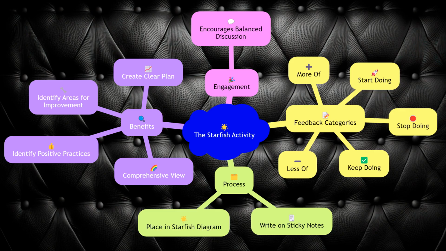The starfish activity helps teams to categorize their feedback into 5 areas: keep doing, less of, more of, stop doing, and start doing. Participants write their feedback on sticky notes and place them in the appropriate section of a starfish diagram. This activity provides a comprehensive view of the team's experiences and helps to identify both positive practices and areas for improvement. By focusing on specific actions, teams can create a clear plan for continuous improvement. The starfish activity is engaging and encourages a balanced discussion.